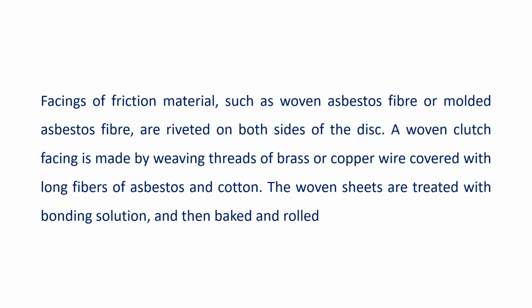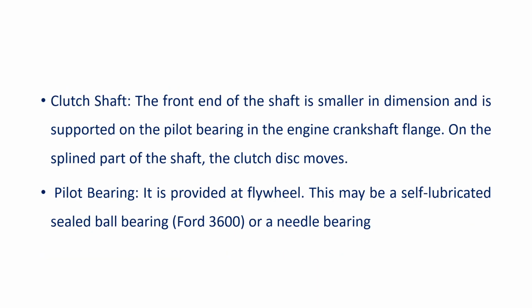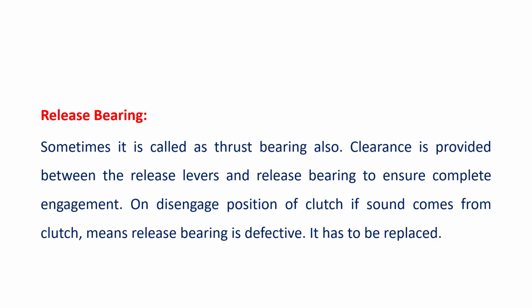The pressure plate assembly will have a steel cover, and the pressure plate will be loaded with a number of springs. You will have some eye bolts, and you can adjust your nuts and bolts and secure it. The clutch shaft, as I told already, is smaller in dimension at the center, and the clutch disc will move along the splined part of the shaft. A pilot bearing is provided at the flywheel end. The release bearing, we also call the thrust bearing. Clearance will be provided so that there will be complete engagement. For this we use release bearings.